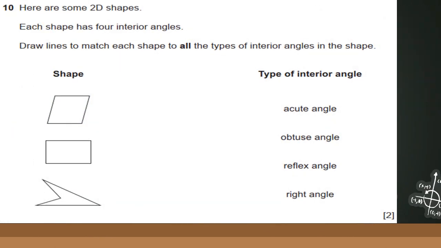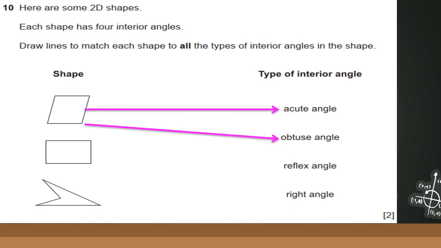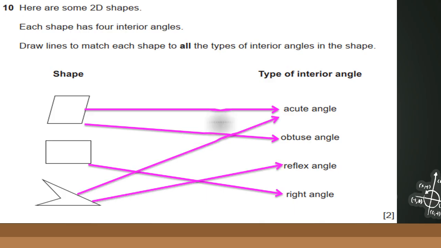Sum of the angles of the shapes. Each shape has 4 interior angles. Draw lines to show us. For the first one, we have acute, we have obtuse. The second one is a rectangle, so it has 4 right angles. The last one has acute and reflex angles.